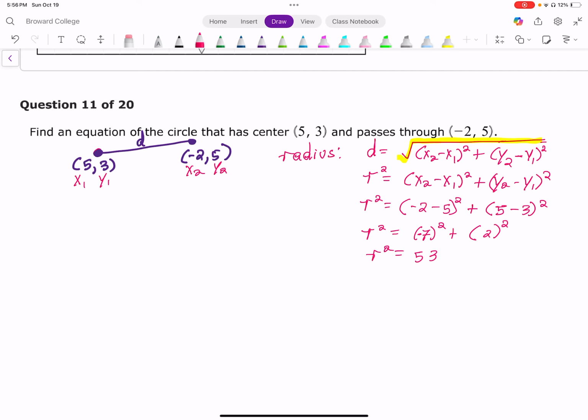All right, so that's it. All we just need to do is rewrite the equation. So the equation is just the same standard form equation that we need. The equation is (x minus 5) squared. Again, that's our center right here. Put it back in the equation. We change the sign, or flip the sign. Plus (y minus 3) squared, because remember your center is +3, so we have to flip it to -3. And we said our r squared was 53. And that's your answer.